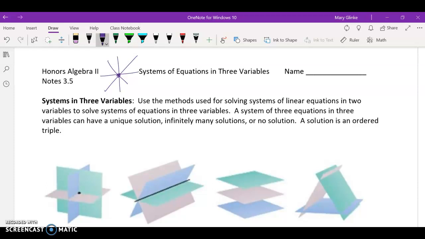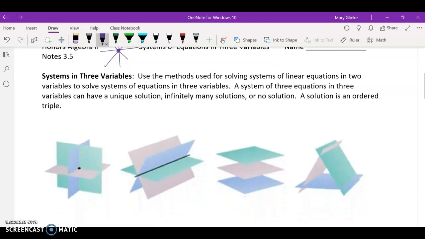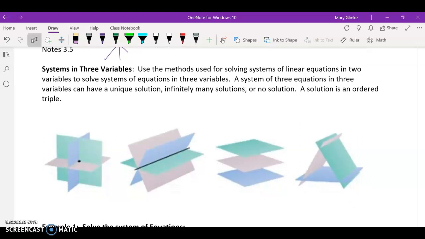When we go to three variables, we're going to be looking at planes. So we're extending from the second dimension to the third dimension. So we're looking for where three planes intersect. And so there can be a couple of cases here.